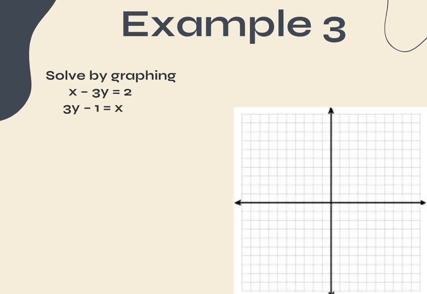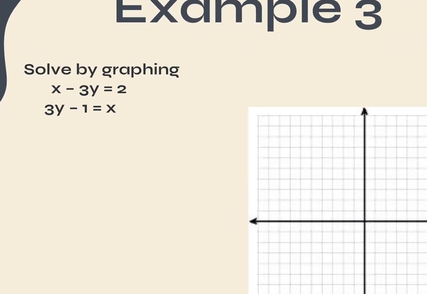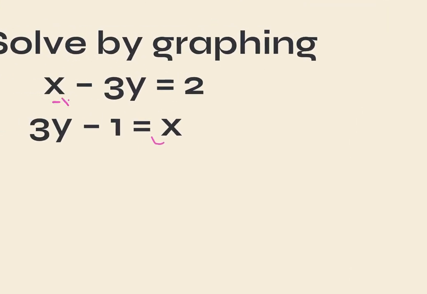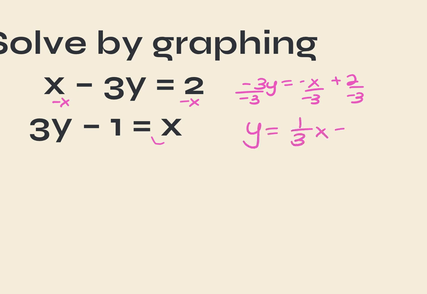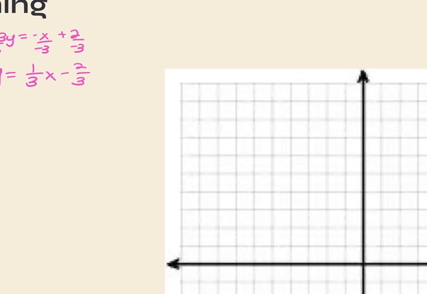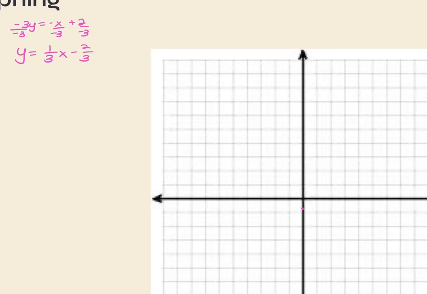What was example 2 again? Wait, actually, I have it here. That's what you told him. All right, I'm going to subtract the x. Negative 3y equals negative x plus 2 divided by negative 3. So it makes the positive 1/3 x, negative 2/3. Okay, now we get negative 2/3, up 1 and to the right 3, or down 1 and to the left 3.